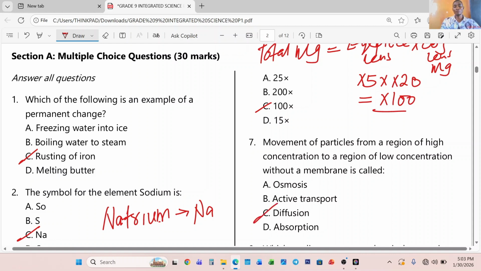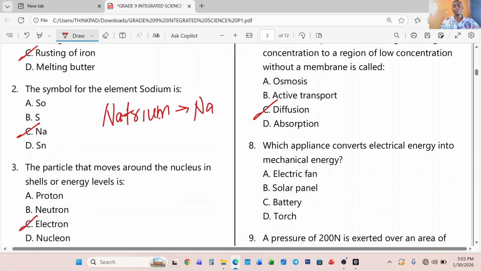Diffusion. Diffusion is movement of particles from a region of high concentration to a region of low concentration, but passing through a membrane is not a must. So the correct answer is C.